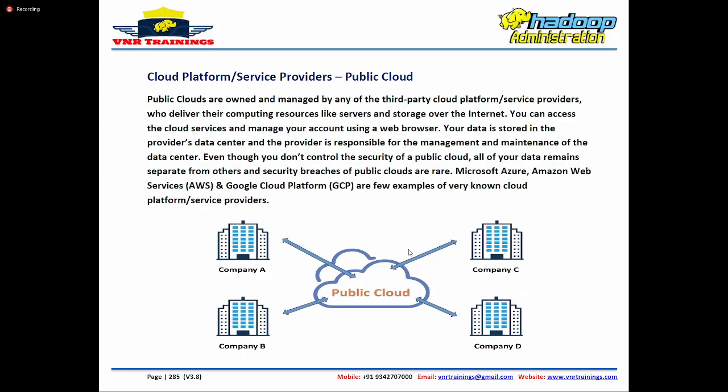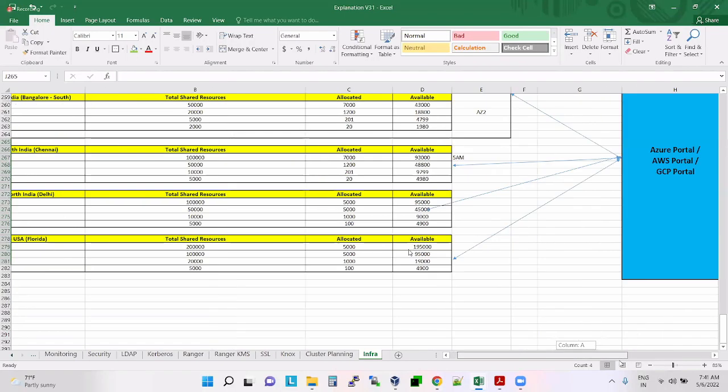You want to access a server, they will say, yes, this is the URL for your server. We have given the server, this is the IP of your server. You type this in and it will connect. So you can access the cloud services and manage your account using a web browser. This is the web browser they will give you.